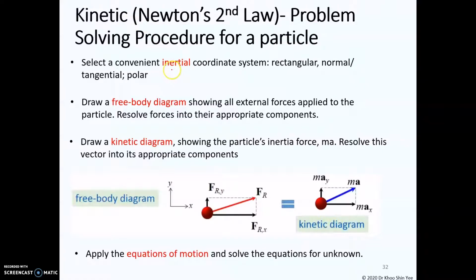First of all, we choose a suitable inertial coordinate system, such as the rectangular, normal-tangential, or polar coordinate. Then we draw the free body diagram to show all the external forces acting on the particle. Then we draw the kinetic diagram, which shows the particle's inertial force, which is ma. From the diagram, you can form the equation of motion, solve the equation, and then you can find the answer.